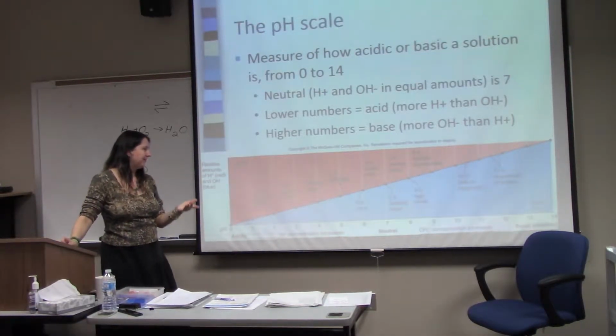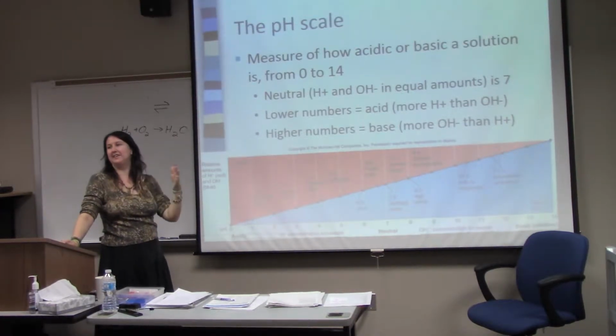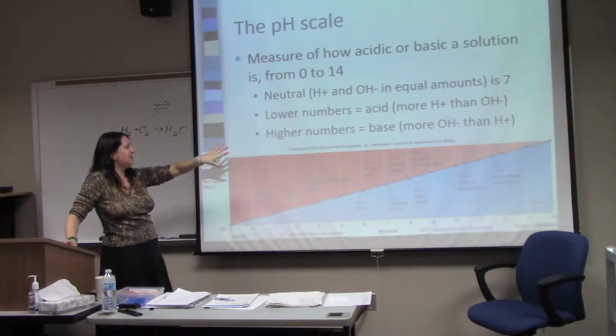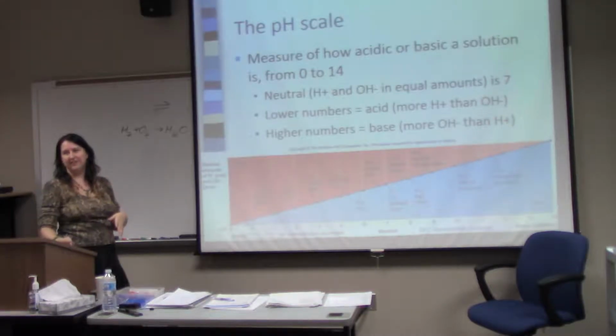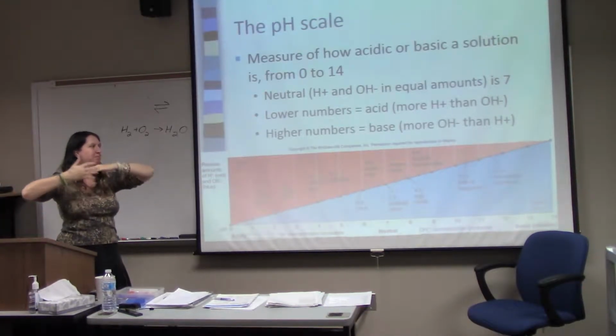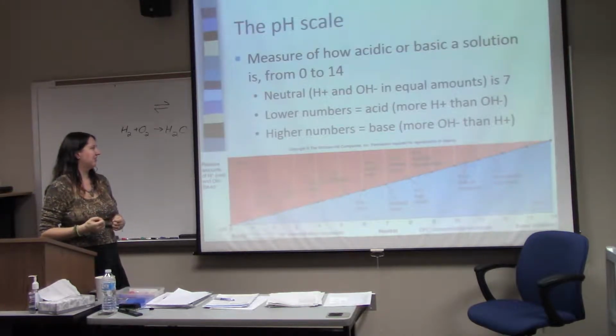You can get other things that are neutral as long as what's dissolved in them isn't affecting the amount of hydrogen. Anything below 7 is acid. The lower the number, the stronger the acid, which means the bigger difference between how much hydrogen you have and how much hydroxide you have.